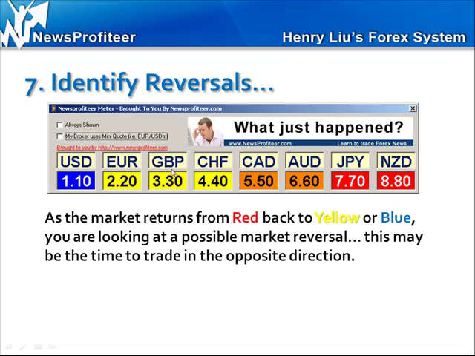And number 7, identify a reversal. Now, of course, when you're in a trade, the market gives you a strong red number, and then from that point on, it starts to go backwards. All right, and it goes to red, goes to orange, and you keep on going backwards until you see yellow, and then you see blue. Now this is a complete reversal of the market.